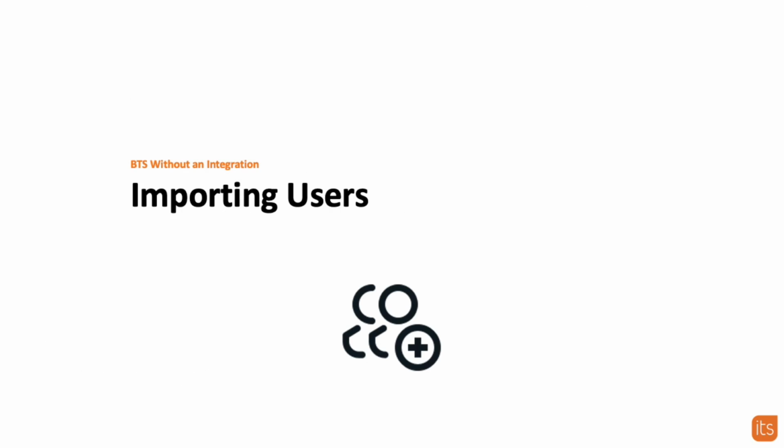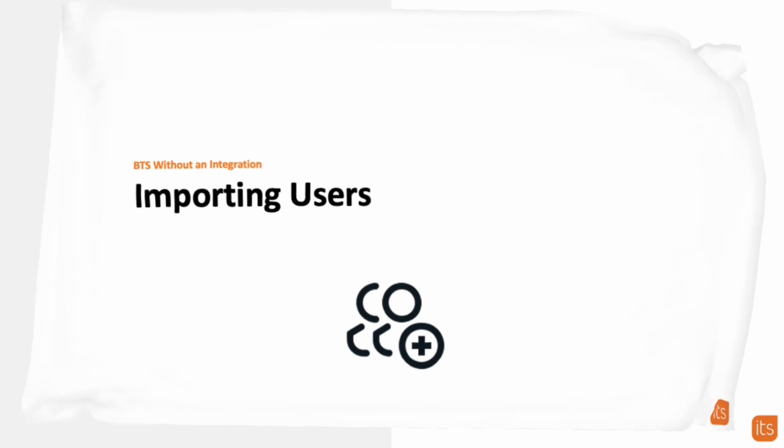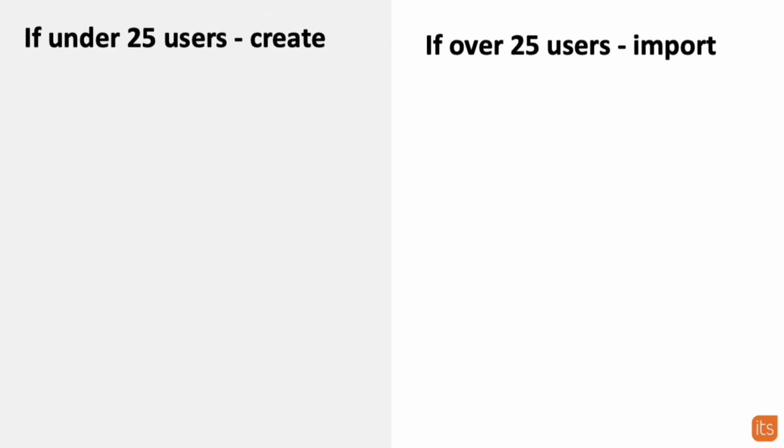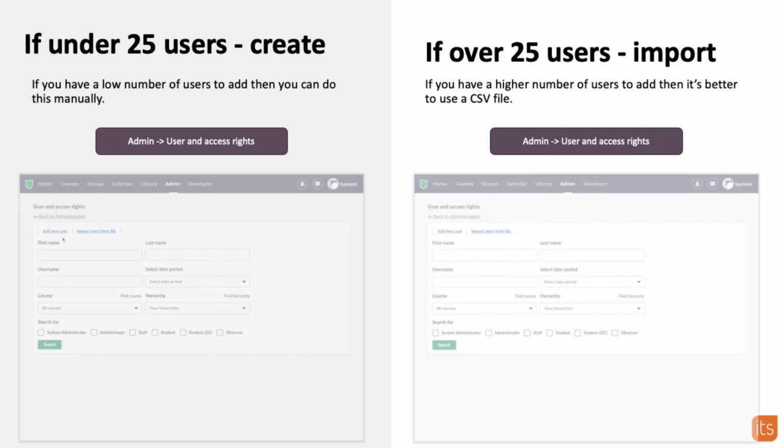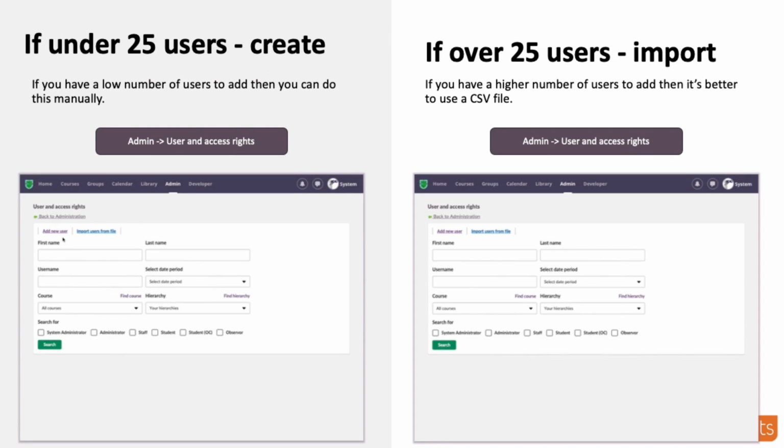Okay, so let's take a look at importing our learners. There's two ways that we can do this. We can do it manually, or we can do it by importing a CSV file. Now, either way, we need to click on admin at the top and click on user and access rights again.